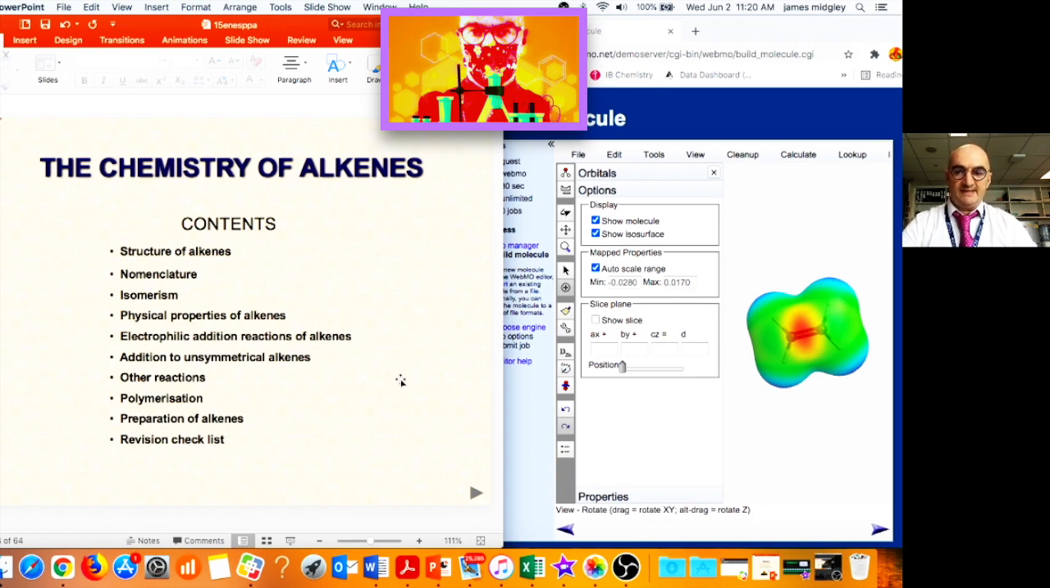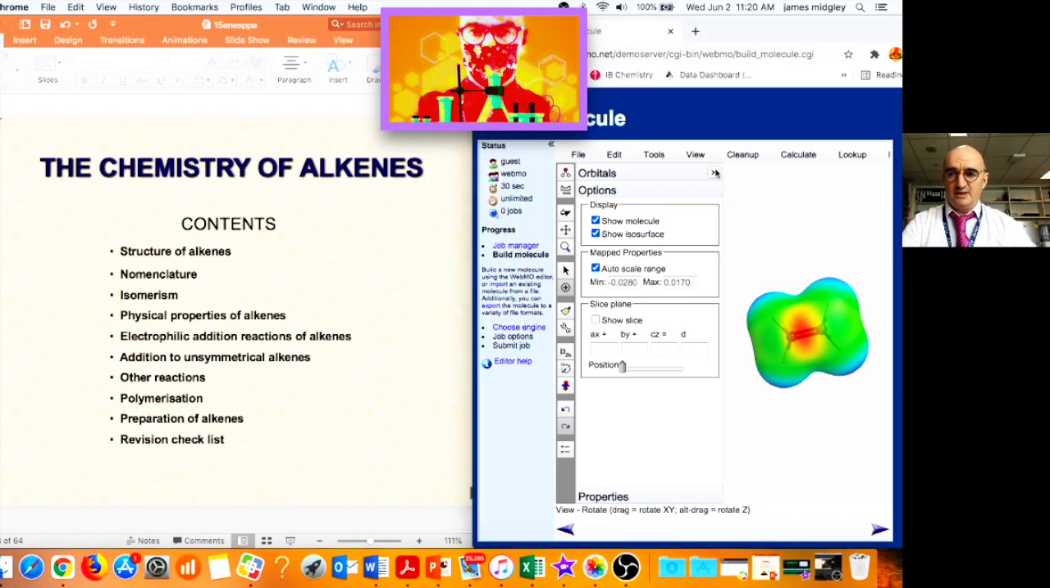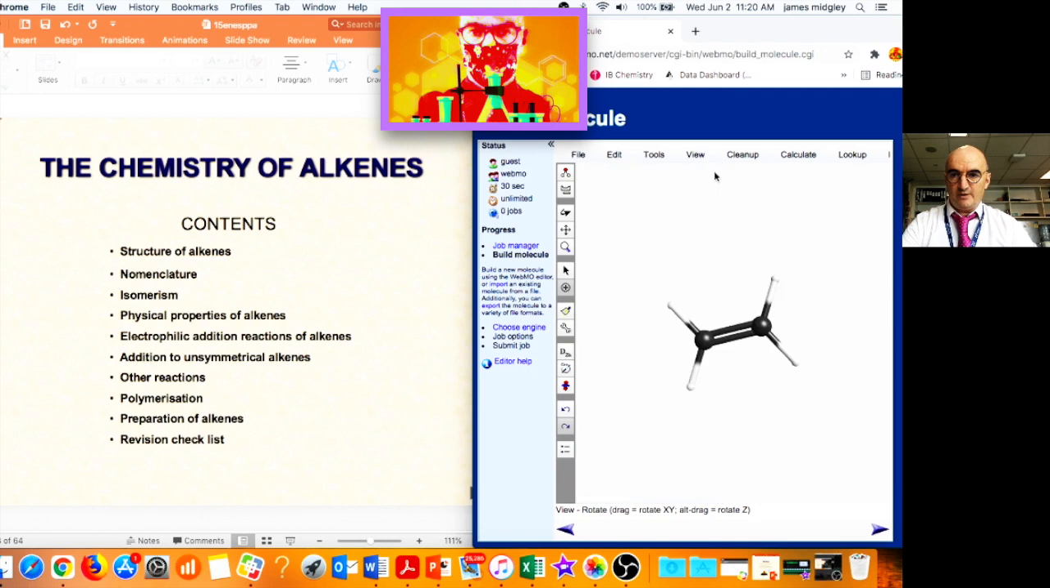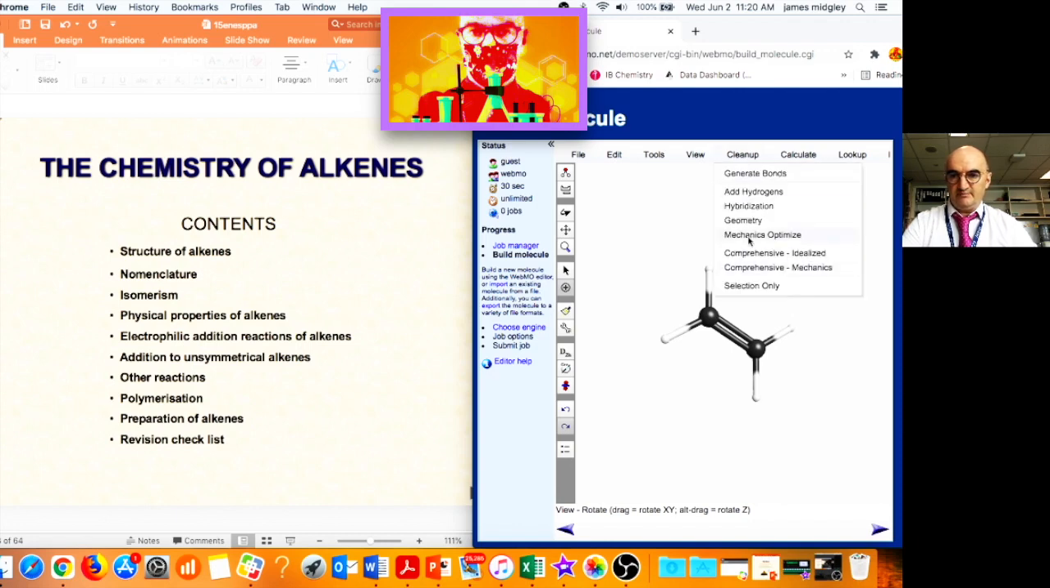So we'll start with the basics. The alkenes are CnH2n. You can see on the right hand side that I have been playing with WebMo again. I've been building the simplest alkene, which is ethene. We have 1, 2, 3, 4, 5 sigma bonds, and we have 1 pi bond.